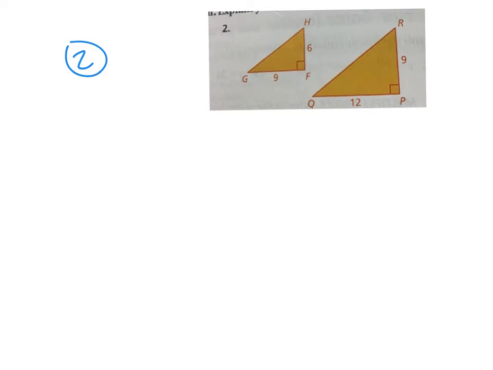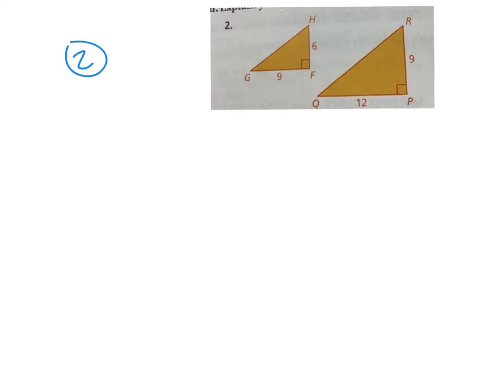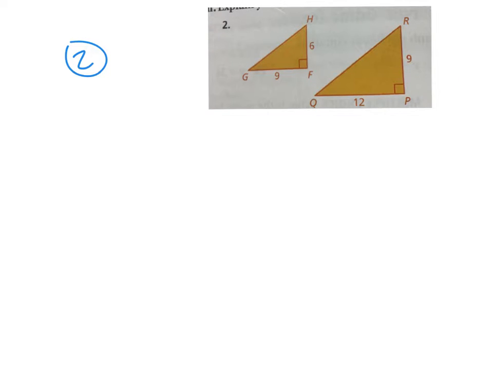All right, so these are organized nice and neat for us. We just need to check their similarities. So which one do we want to put on the top of our fractions? The small triangle or the big triangle? It doesn't matter. Just pick one. The big one. Big one on top this time.